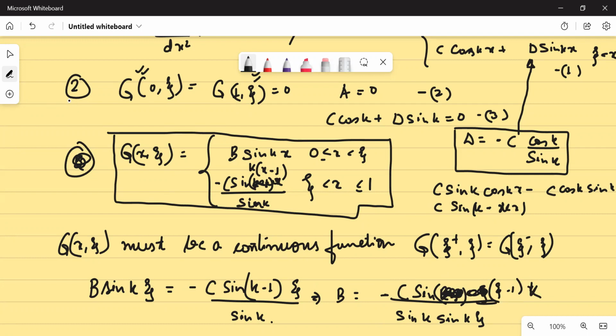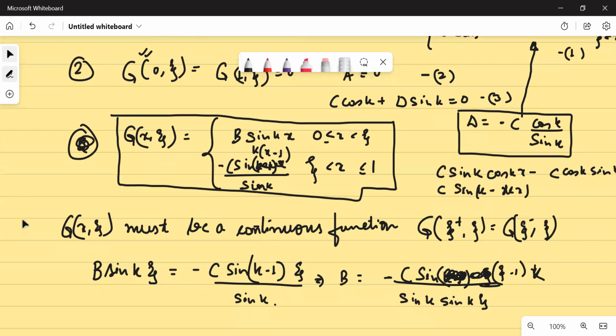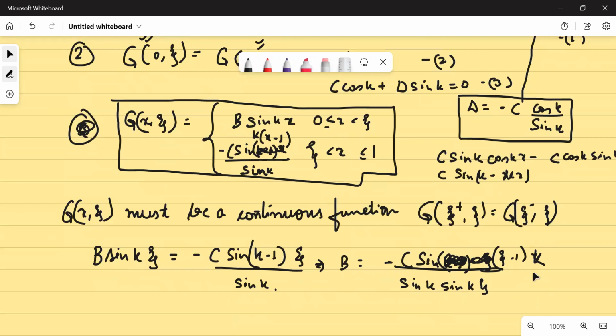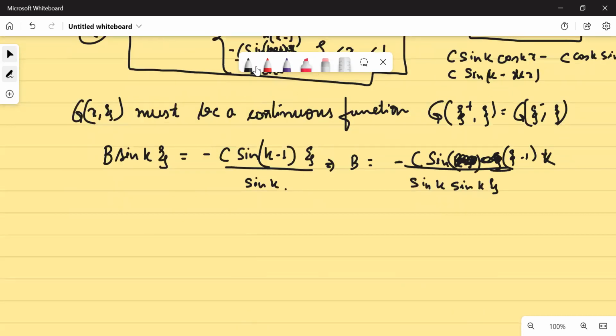Okay, I hope it is clear. Zeta minus 1 will come out as k. You can also take this negative inside. All those things can be done. So overall, I know that my b is this.